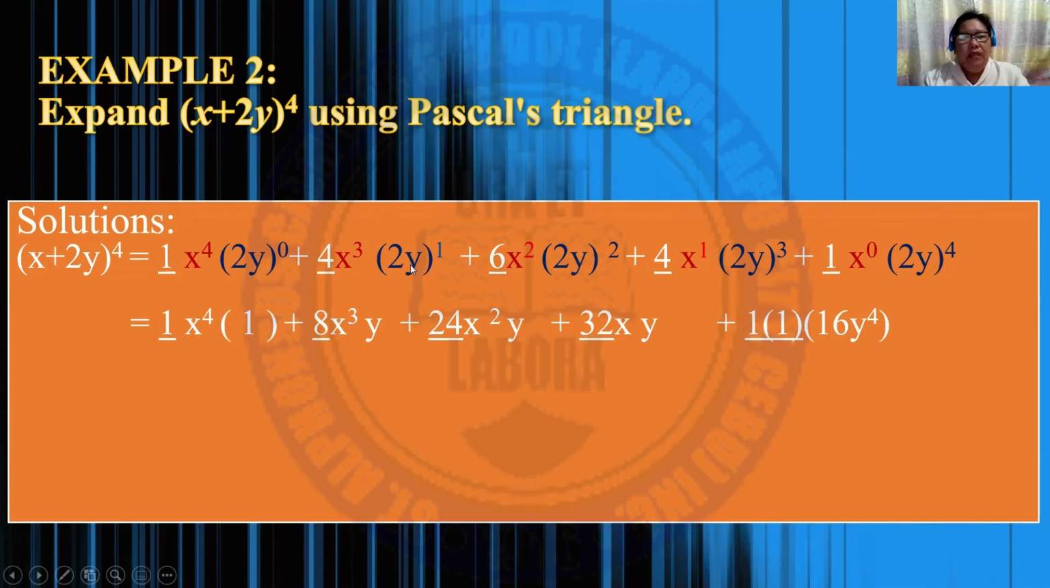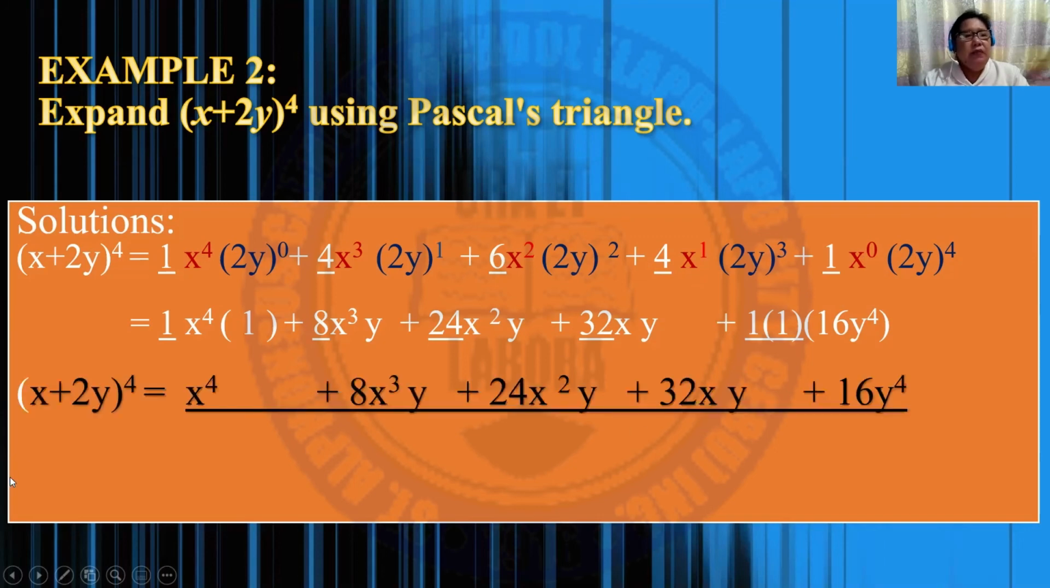Then this is equivalent to 2 times 4, it's 8. 2 squared is 4 times 4, it's 24. 2 cubed is 8 times 4 is 32. And x exponent 0 is 1. 2 to the exponent of 4 is 16, times 1, it will give you 16 later on. So the final answer is x to the exponent of 4 plus 8x cubed y plus 24x squared y plus 32xy plus 16y raised to exponent 4.